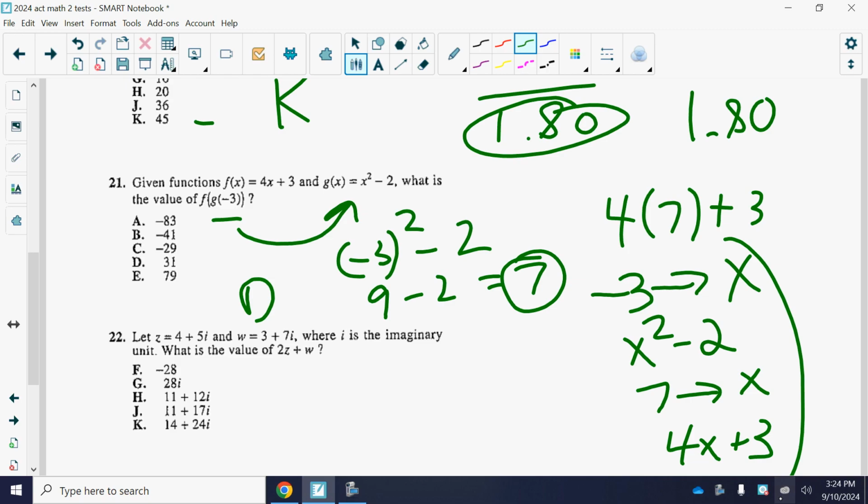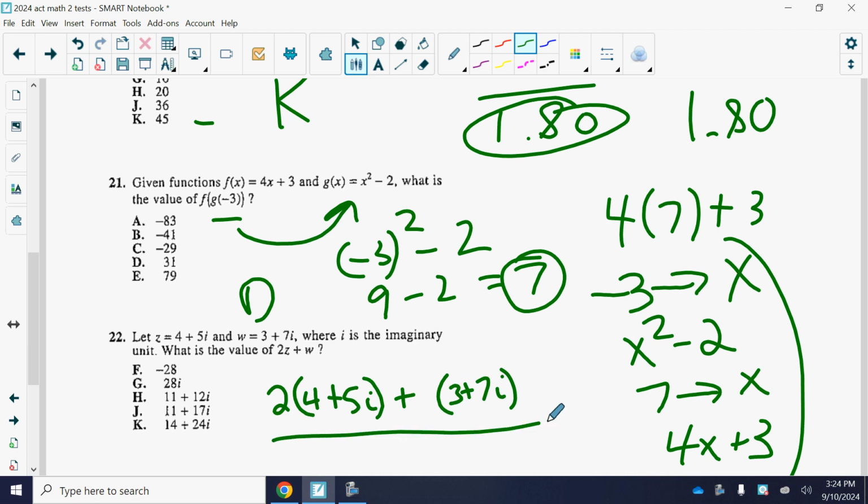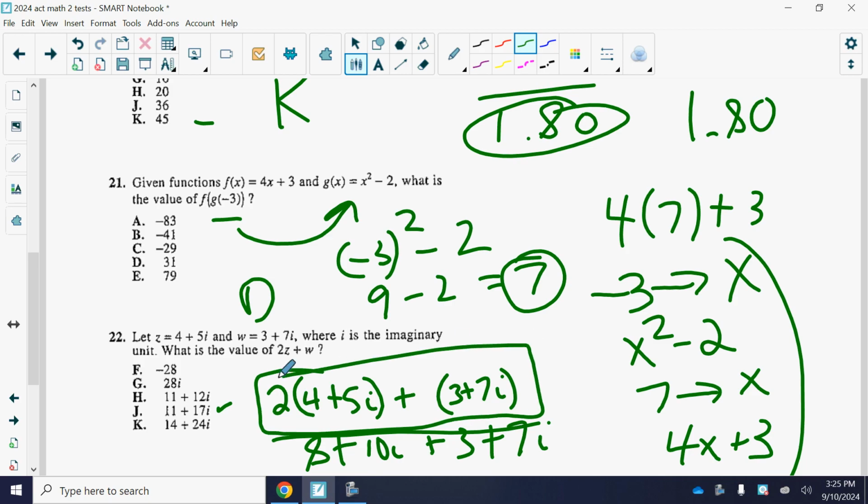This is peculiar. I haven't seen this in a while. They want 2z plus w. So you could type this in exactly as it appears. You have it on your calculator. It's 8 plus 10i plus 3 plus 7i. That's 11 plus 17i. The answer would be J. And all that is a direct plug-in. Remember, i is second decimal.